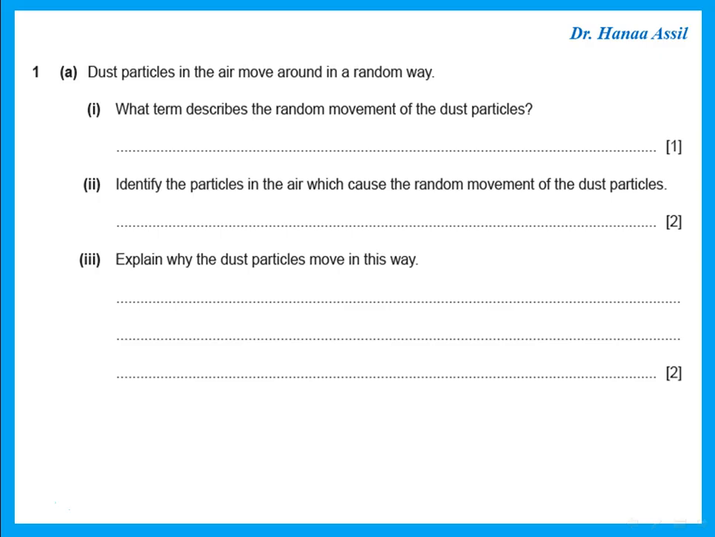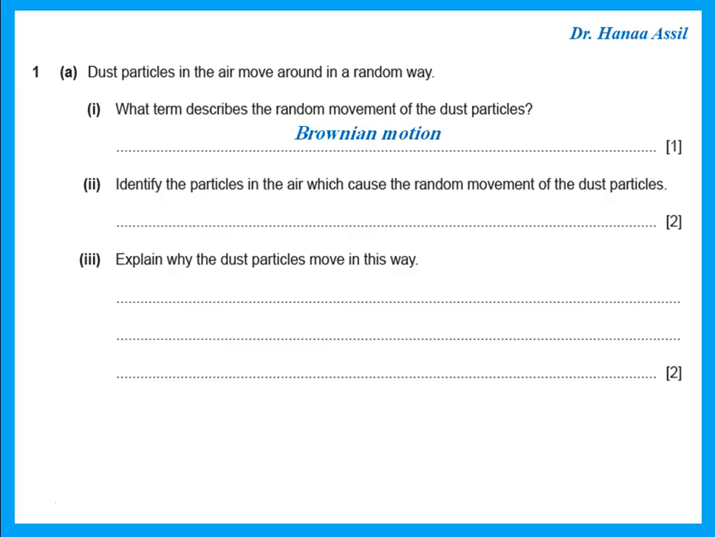Dust particles in the air move around in a random way. What term describes the random movement of the dust particles? Now, when particles move around randomly, this movement is called Brownian motion. But if you haven't heard this, that's okay because it was in the syllabus previously, now it is not. So just know that the answer to this question is the random movement is called Brownian motion.